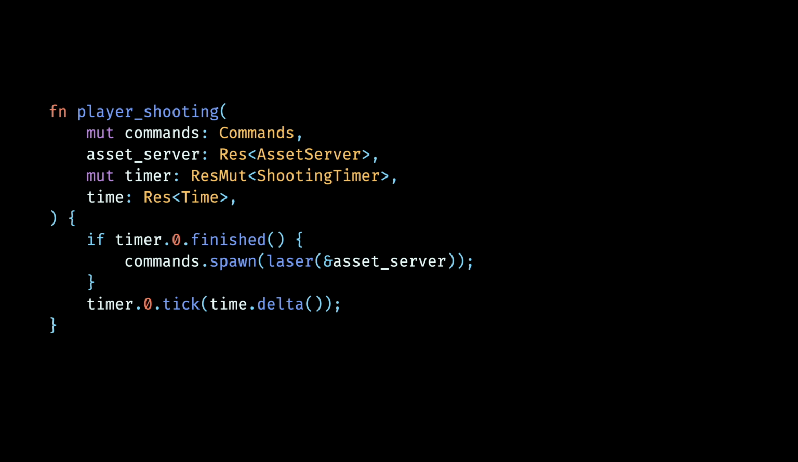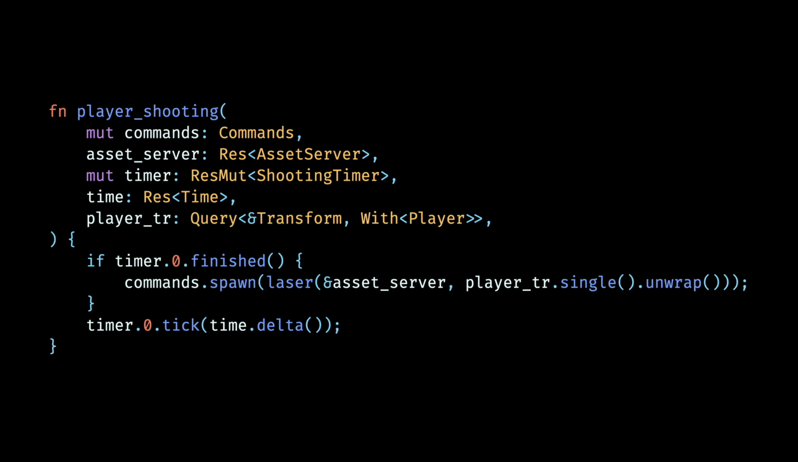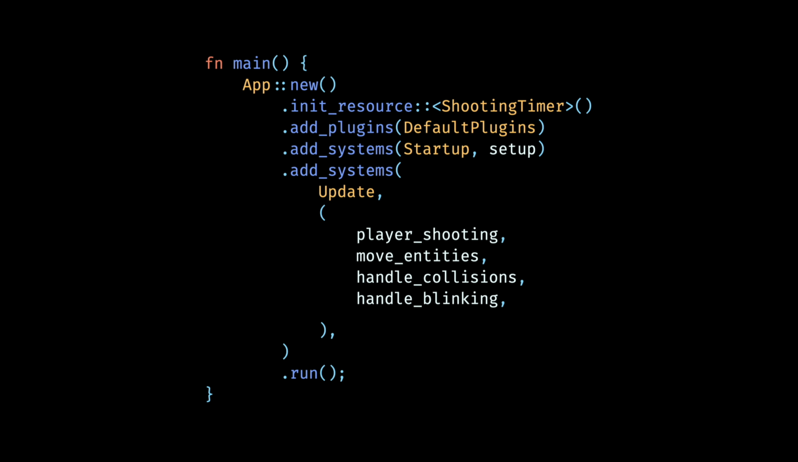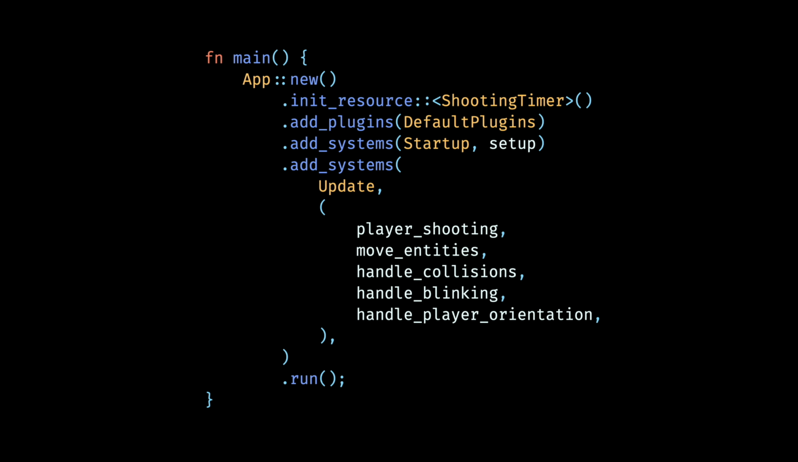In the player shooting system, we fix the inputs to the laser function by taking in the player transform as an additional input and passing the transform to the laser function that outputs the laser entity. Then in our main function, we add the new handle player orientation system to our update schedule. And now if we run our app, we will see that our player ship orients itself towards the mouse cursor, and the lasers are shot in the same direction.